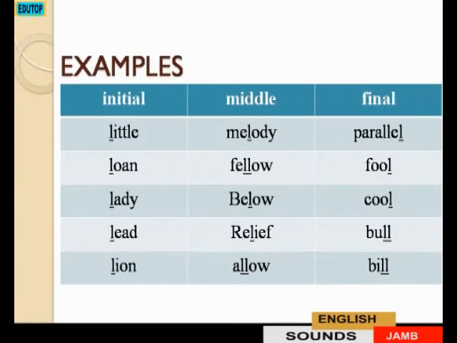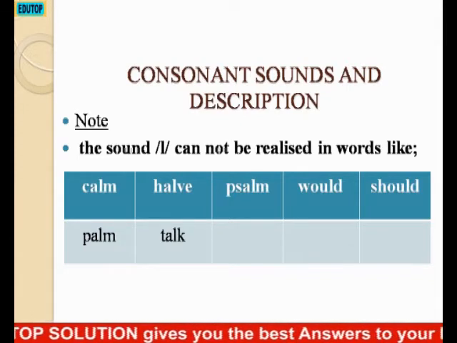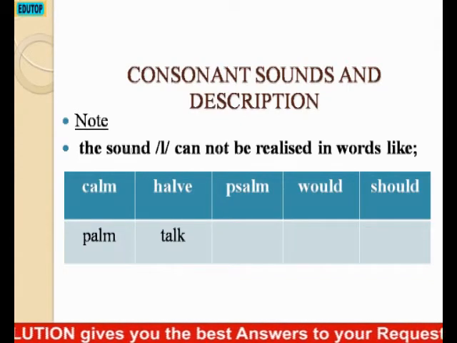Examples: we can have little, lone, lady, lead, lion at the initial positions. Middle, we can have melody, fellow, below, relief, allow. At the final position, we can have parallel, full, cool, bull, bill, and so on. You should note that the sound cannot be realized in words like can, have, sam, would, should, palm, talk, and so on.